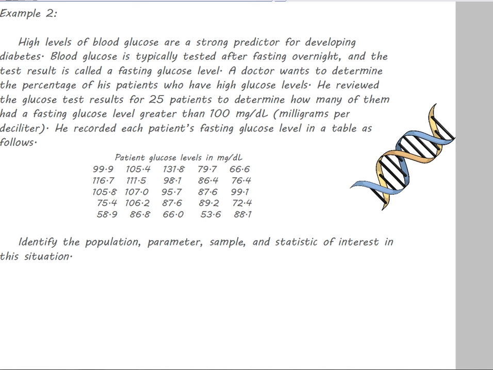So let's say a doctor wants to determine the percentage of his patients who have high glucose levels. He reviewed the glucose test results for 25 of his patients to determine how many of them had a fasting glucose level greater than 100 milligrams per deciliter. He recorded each patient's fasting glucose level in a table, of course. These are his 25 patient results. And we want to know what the population, parameter, sample, and statistic is in this situation.